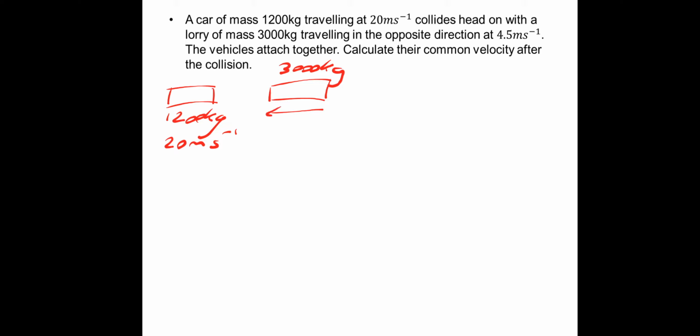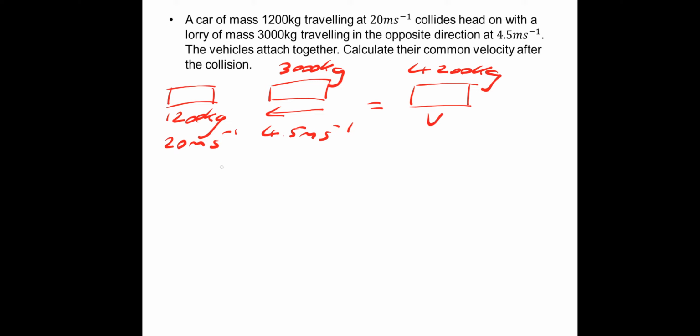So we've got the 1,200 kilogram mass traveling at 20 meters per second, colliding with another lorry of mass 3,000 kilograms. That's moving at 4.5 meters per second, but it's in the opposite direction. And then momentum afterwards, so they combine. So the mass is 4,200 kilograms, and then we just need the velocity.